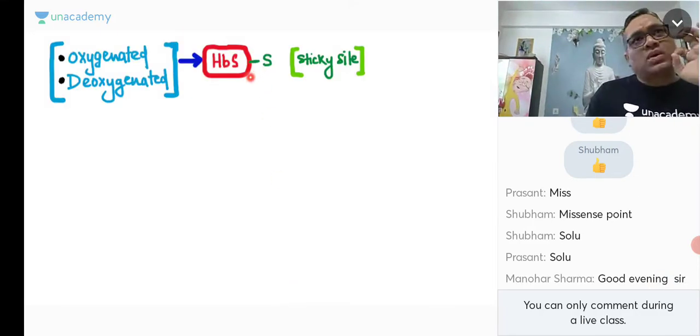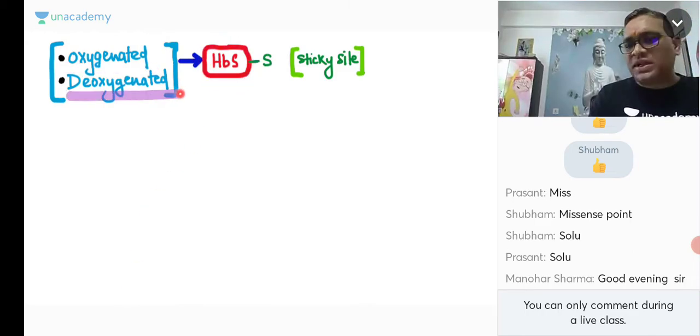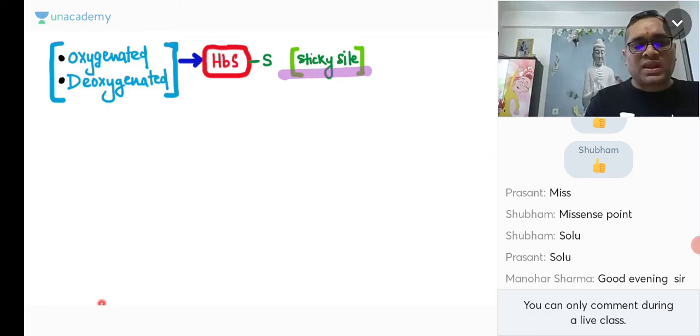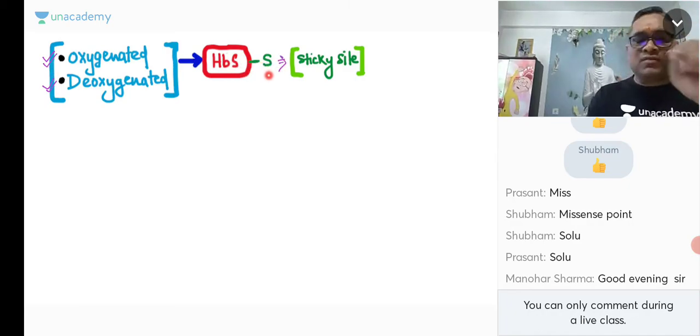Now try to understand. Hemoglobin S, the sickle hemoglobin, whether it is in oxygenated form or deoxygenated form, deoxygenated meaning under hypoxic condition, whether it has good oxygen or low oxygen, in all cases the sickle hemoglobin will have a permanent sticky site. That is a very, very important point you have to understand. In all situations, HbS will have a sticky site. So the sticky site will always be present. Clear? If you understood this point, now we'll move ahead.